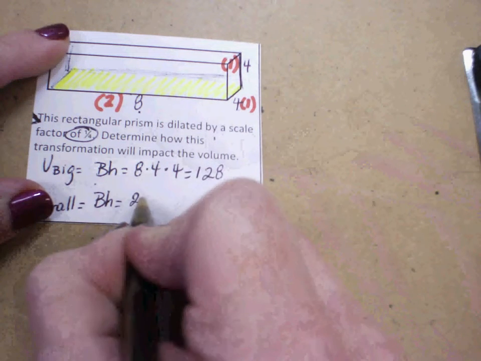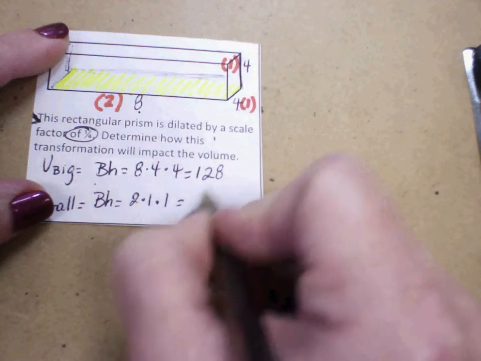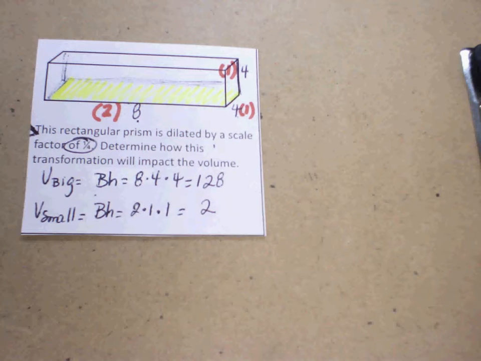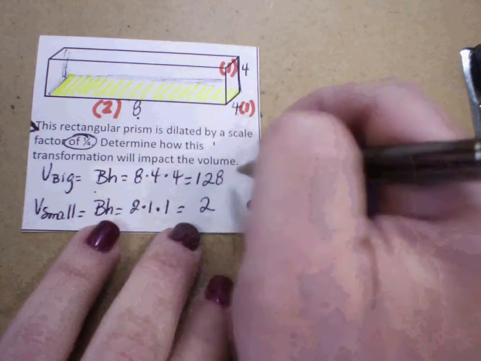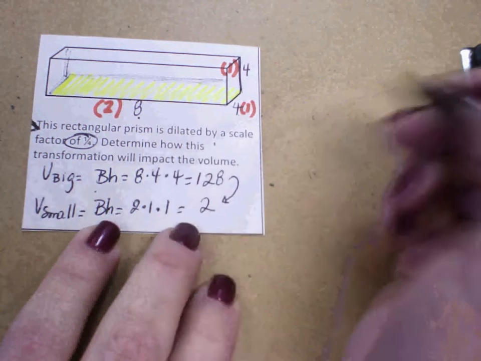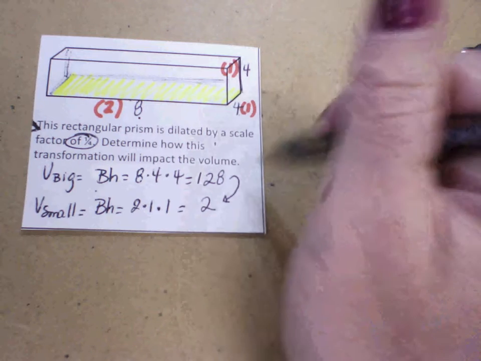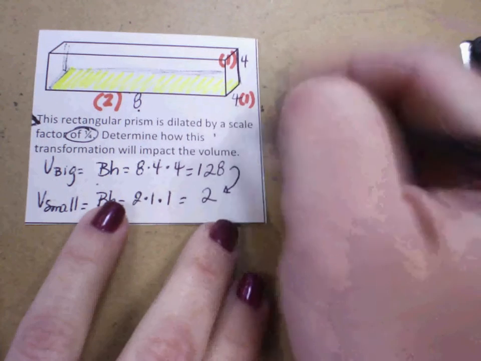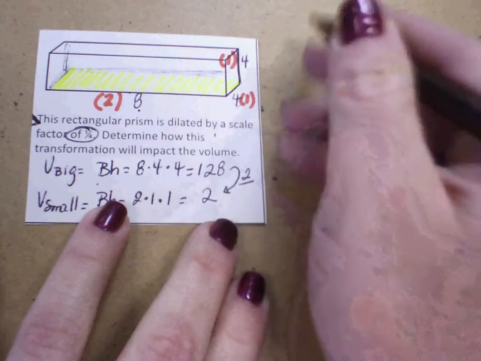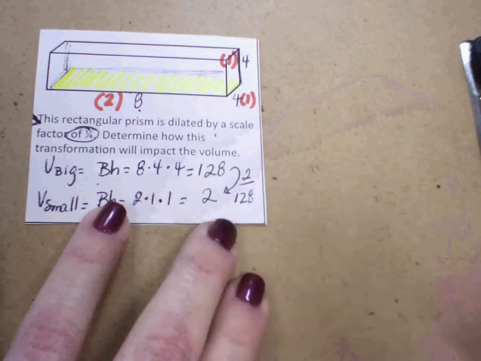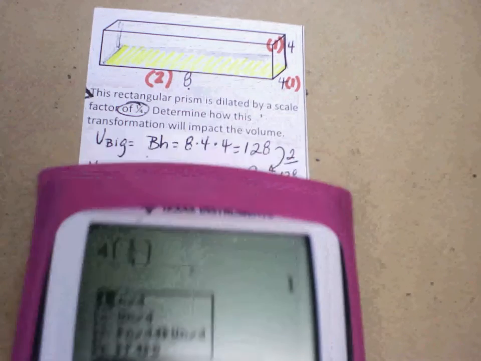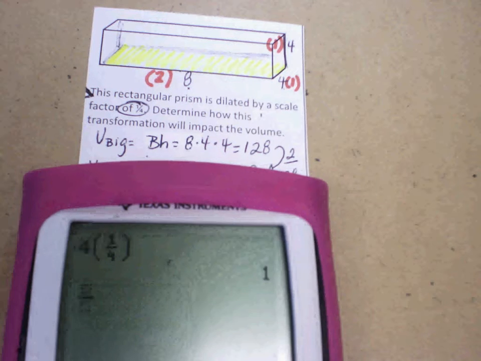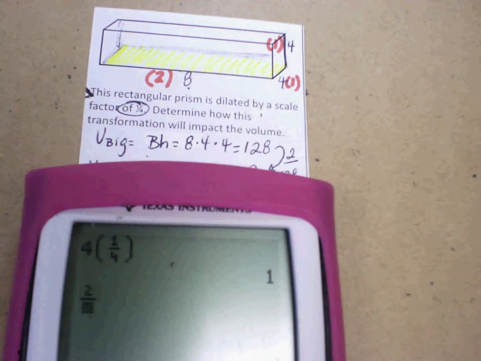All right, so over here, the area of the base, 2 times 1. And what's the height now? It's 1. So 2 times 1 times 1, 2. And what do I have to do now to figure out if it's going from here to here? New over old, right? What's the new one? 2. And what's the old one? All right, so can we simplify that?